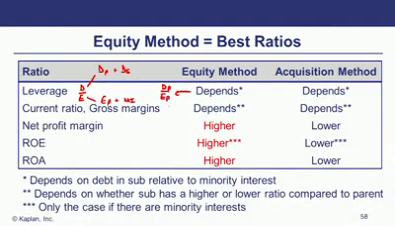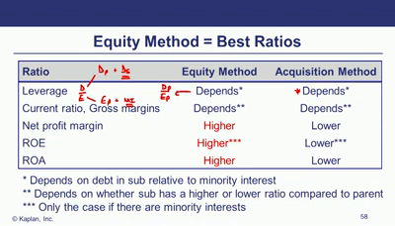So again, what we're saying is we don't really know on this one. We don't know whether the acquisition method is going to give us higher or lower leverage, because we've got this impact on the numerator, but we've got the minority interest impacting the denominator. Current ratio, gross profit margins. Let's have a look at these. Now again, I've said it depends between the two methods.